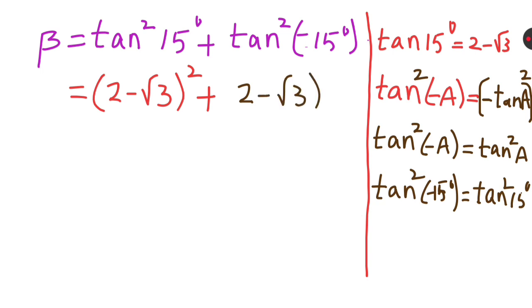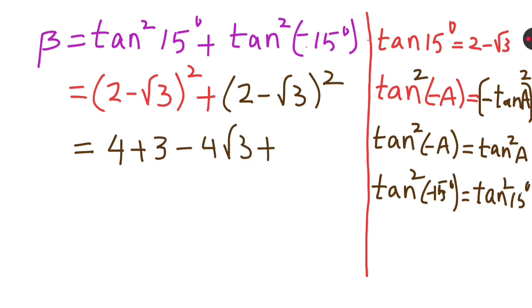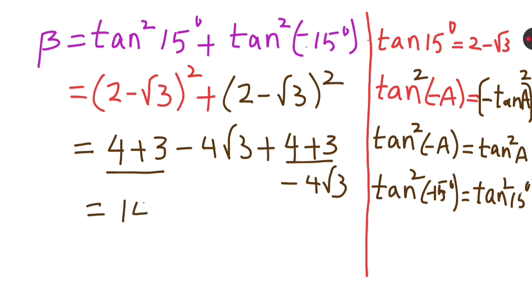That means if you take tan square minus 15 plus tan square 15, the second term is also plus 2 minus root 3 whole square. It is in the form of a minus b whole square, that is a square plus b square minus 2ab. Same for the second term also: a square plus b square minus 4ab. 4 plus 3 is 7, 4 plus 3 is 7. So 7 plus 7 is 14, minus 4 root 3 twice, which is 8 root 3. So this is the beta value.